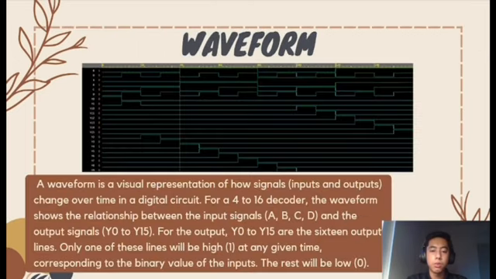So this is the waveform. A waveform is a visual representation of how signals, inputs, and outputs change over time in a digital circuit. For a 4 to 16 decoder, the waveform shows the relationship between the input signals A, B, C, D and the output signals Y0 to Y15. Y0 to Y15 are the 16 output lines. Only one of these lines will be high at any given time, corresponding to the binary value of the inputs. The rest will be low.